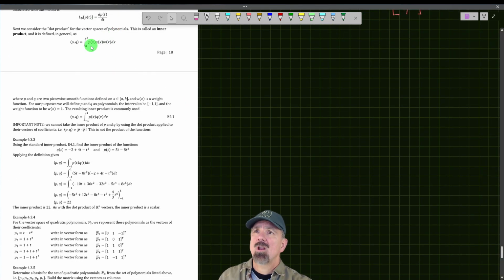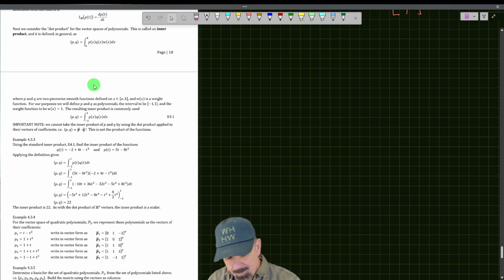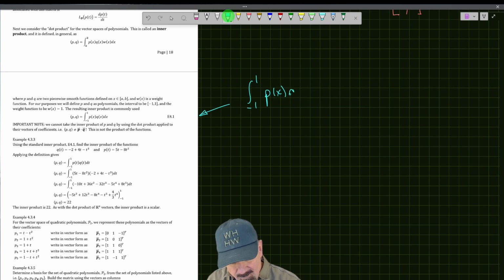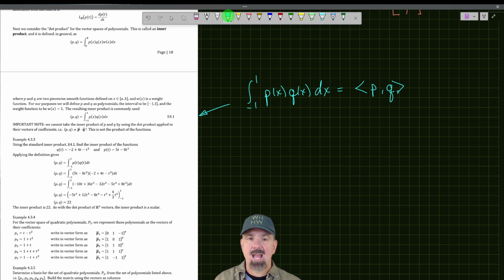Then there's the concept of inner products. I'll leave you to read about this. This is like dot products. Let me just write down this standard representation that we use, -1 to 1, where we have two functions that we're going to multiply together, dx. This is the inner product of the functions p and q. And inner product notation differs based upon textbook. I'm using the greater than and less than symbols, but you'll see it in a lot of different ways.